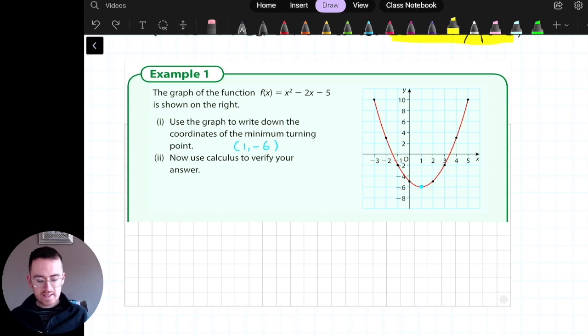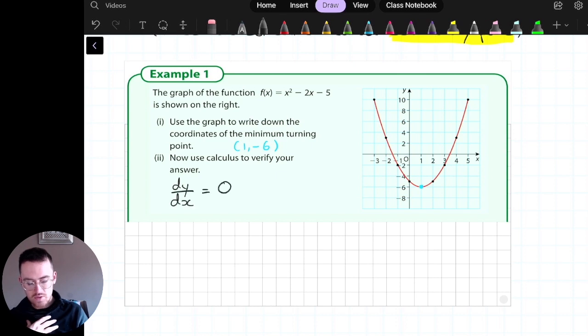So now we have to use calculus to verify our answer. First of all, let's make note that we remember at a turning point, dy dx is going to be equal to 0. So first of all, we need to find dy dx. Now in this question, we can see that we don't actually have y, we have f of x. So let's keep our notation consistent. So instead of saying dy dx, maybe we'll say f dash x, means the same thing, 2x minus 2.